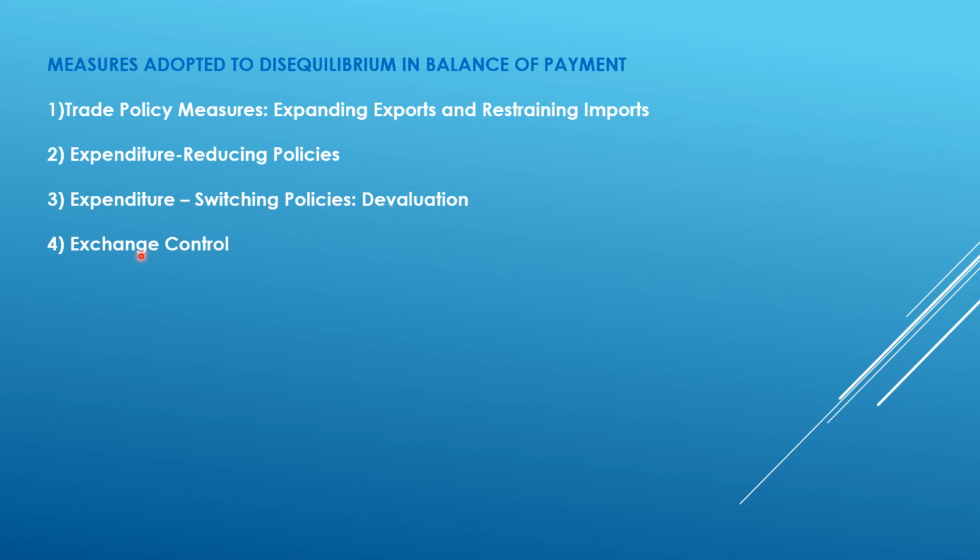Then the last one is exchange control. Devaluation is a temporary measure because it provokes other countries to adopt it. So under this method, exporters are asked to surrender their foreign exchange to the central bank, which then distributes it among the licensed importers. So this permits only those importers to import who have a license to import the goods. So these are the measures which are adopted to fix the disequilibrium in the balance of payment.